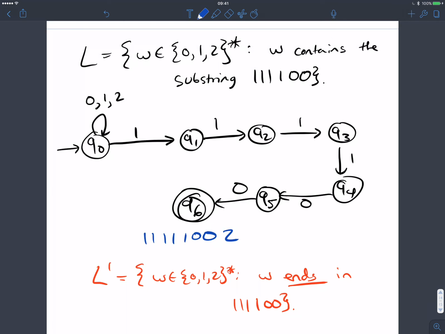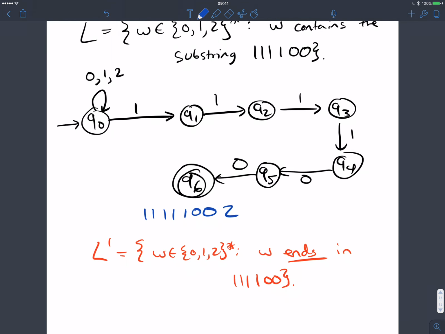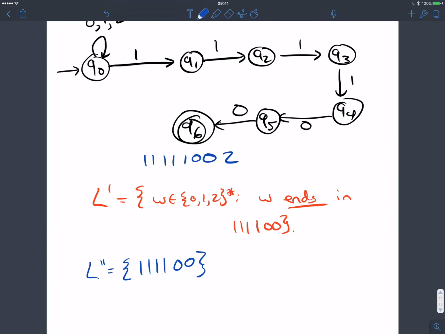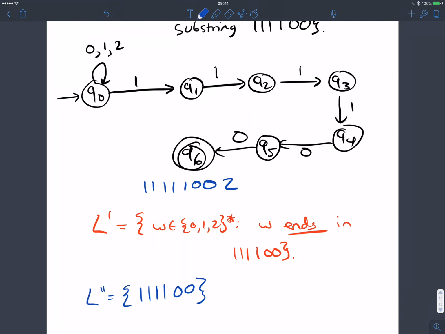This may be a dumb question, but what would be the difference between the NFA that's been drawn for L prime and, let's say, another... Oh, a great question. So let's do L double prime, where it just has the single string 111100. It's just a single string now. How can I modify my NFA to accept exactly that language, which is only one string?